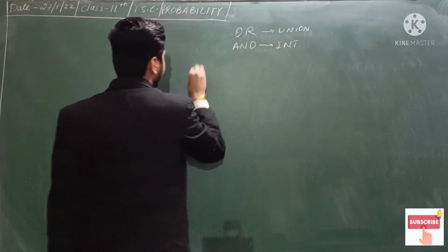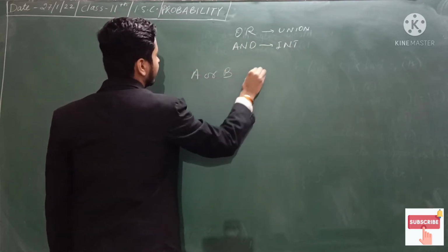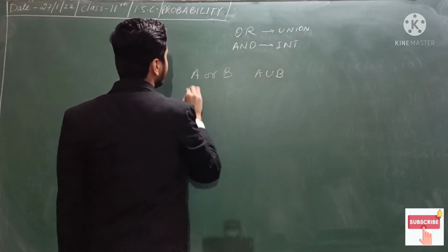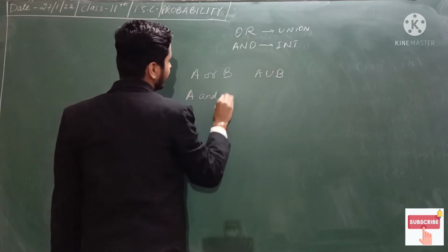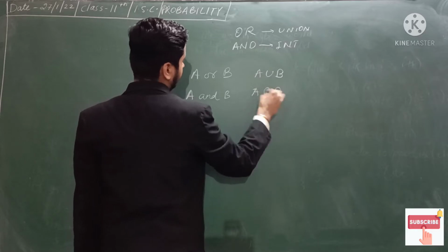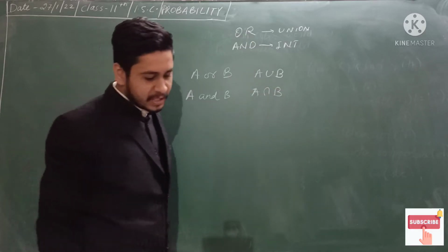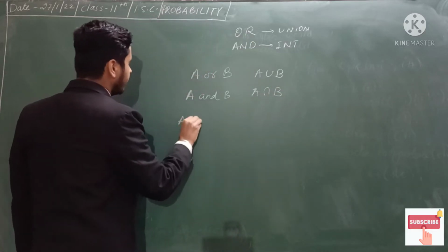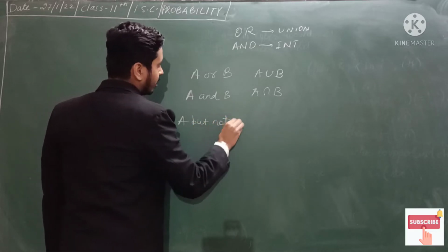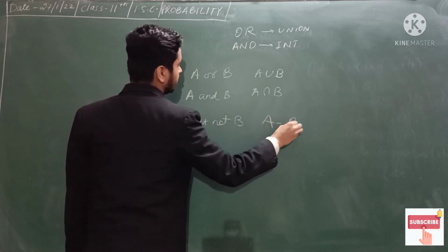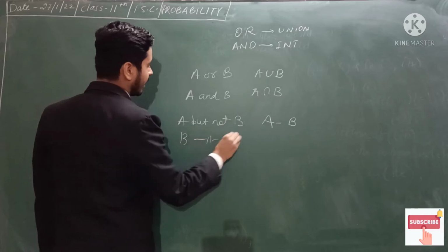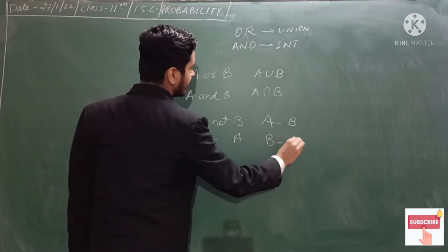That means if it is written A or B event, they are saying A union B, and if it is A and B then it is A intersection B. Then we saw about A but not B. What is A but not B? This is A minus B, and similarly B but not A is B minus A.